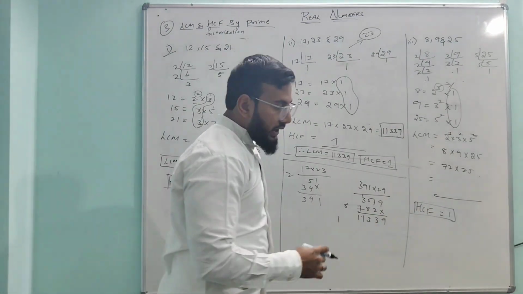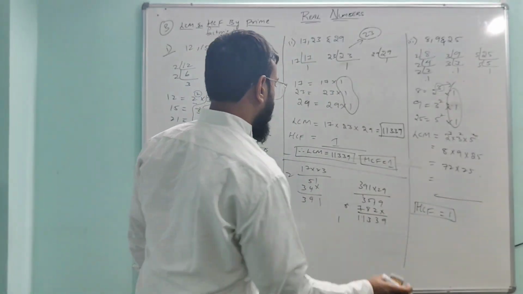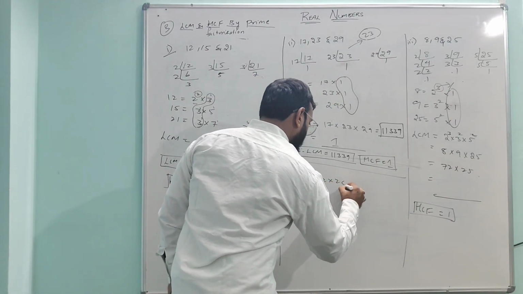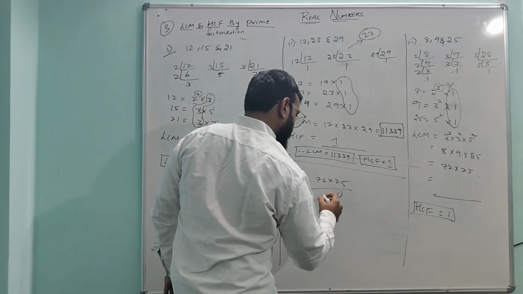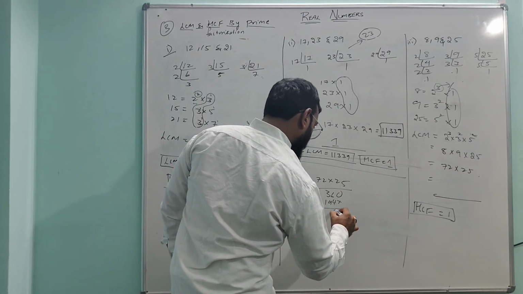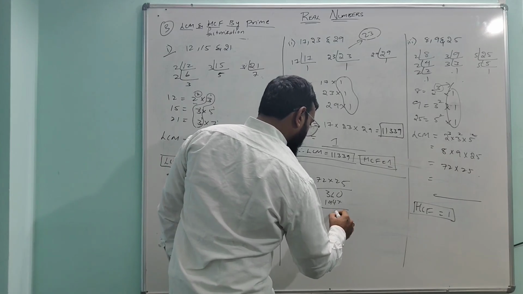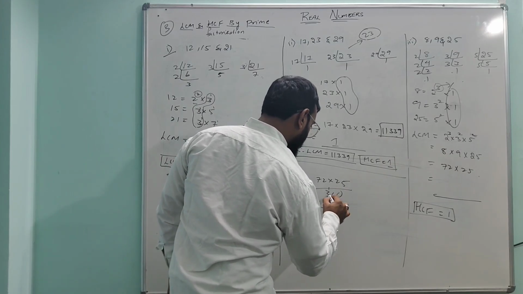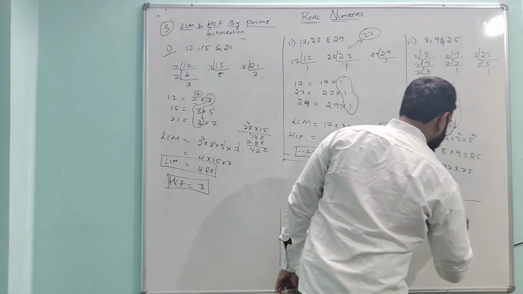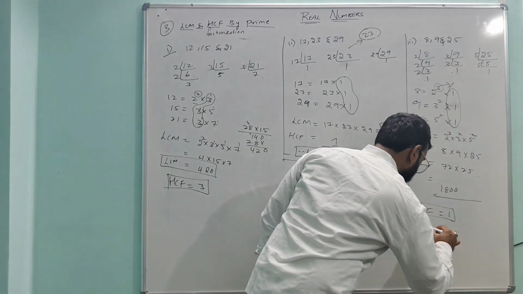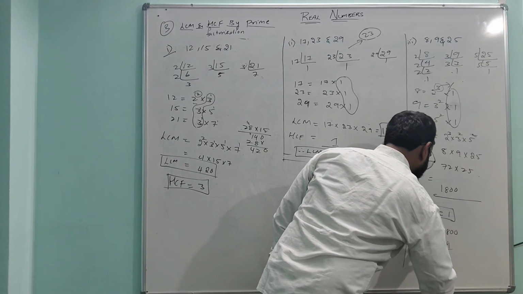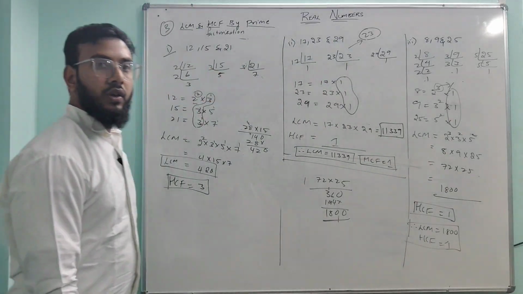Let me quickly find the answer for this. 72 into 25. 5 twos are 10, 1 carry 5. 7 fives are 35, 36. Into 2: 2 twos are 4, 7 twos are 14, 0, 6 plus 4 is 10, 1 carry 4, 7, 8, 1800. Therefore the LCM is equal to 1800. The HCF is equal to 1.